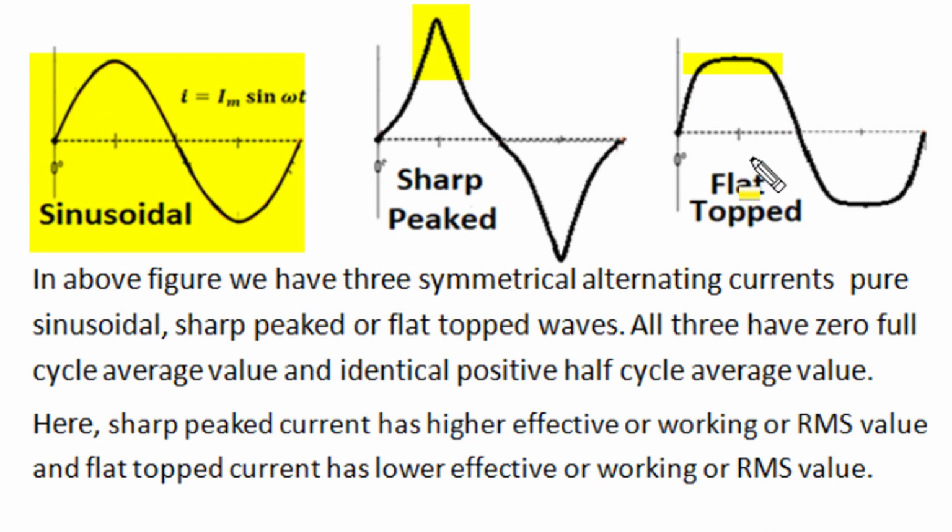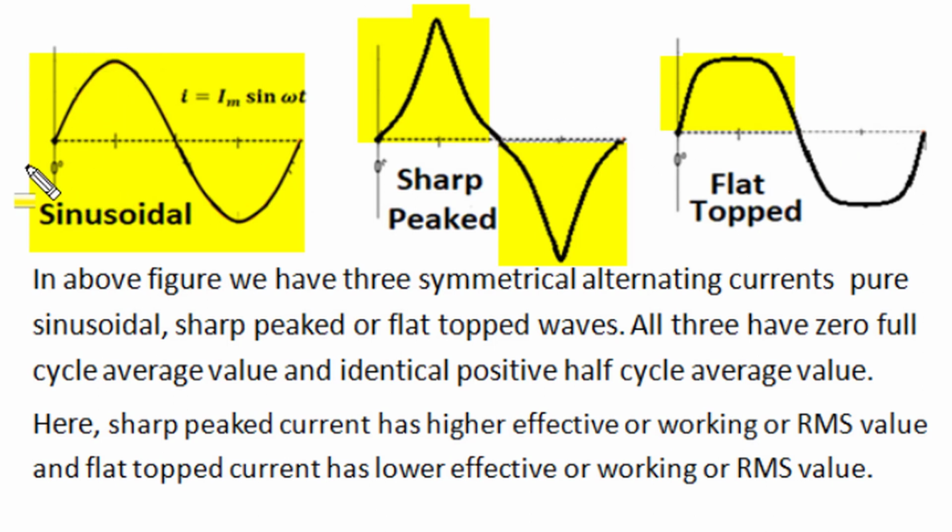Now all three alternating signals are symmetrical. They have identical positive half and negative half. So the full cycle average value of all three is 0. Also, they have identical positive half cycle average value. The average value of the positive half for this standard sinusoidal signal, this sharp peaked wave or this flat topped wave, the positive half cycle average value of all three is also the same.